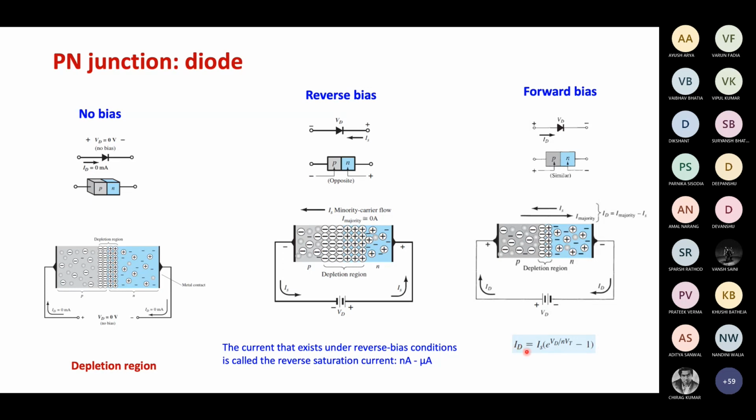Yeah. So this current expression, as I said, is important, and in the forward bias, the first term on the right hand side is the diffusion current, and the second term is the drift current, and the net current is the difference between the diffusion and the drift current. Okay.